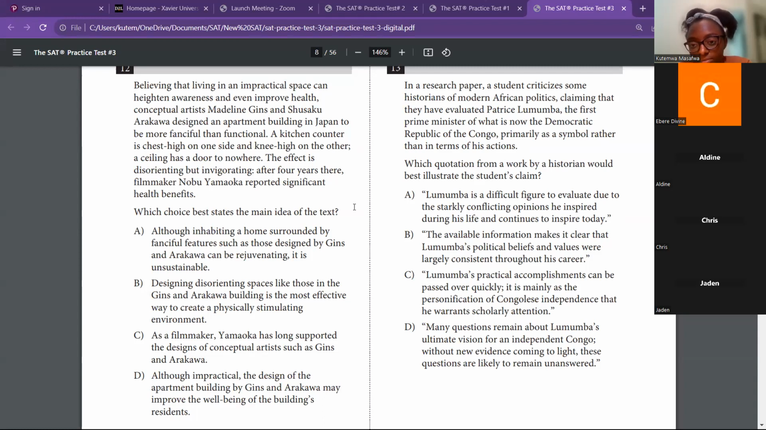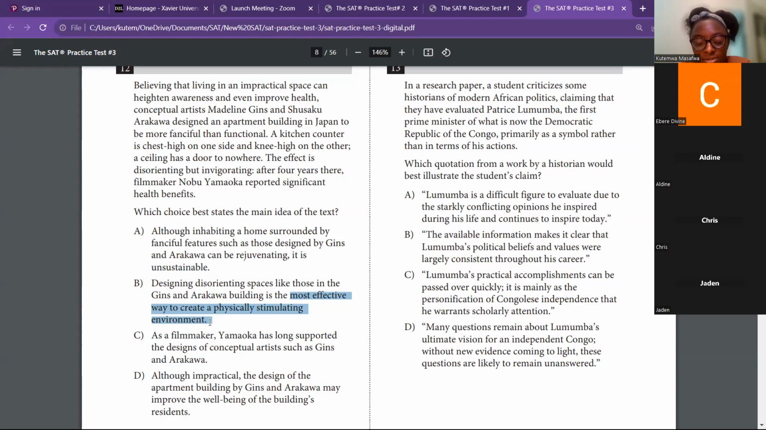Thank you. The passage also never mentioned anything about Yamaoka's long support for the designs of conceptual workers like Jeans and Arakawa. And it never said anything about it being unsustainable. It just said something about the others believing in it. So A is killed. Oh yeah, and you can't say it's the most creative because nothing else was mentioned. There was no comparison.